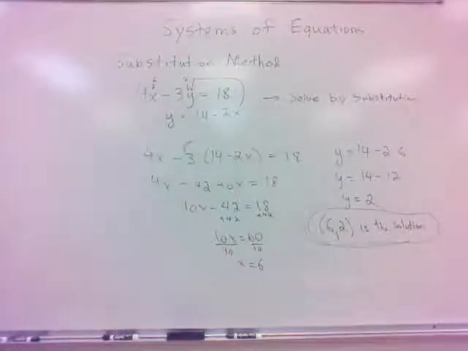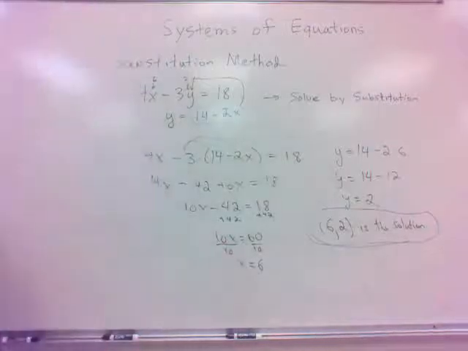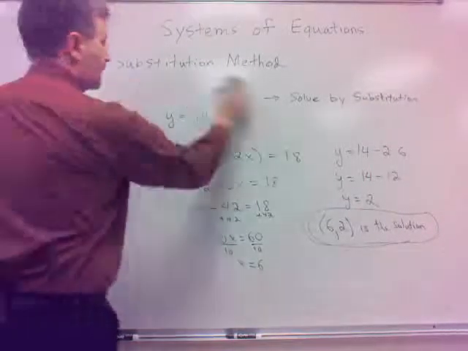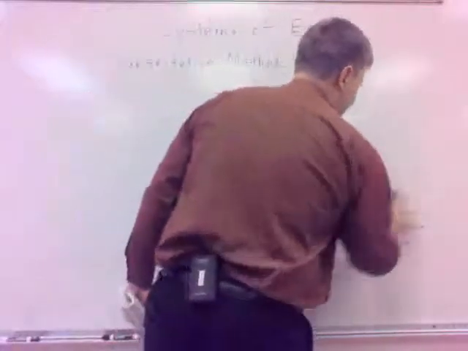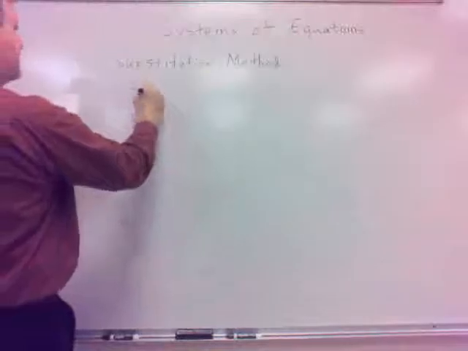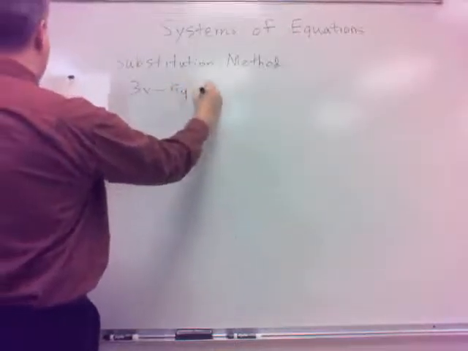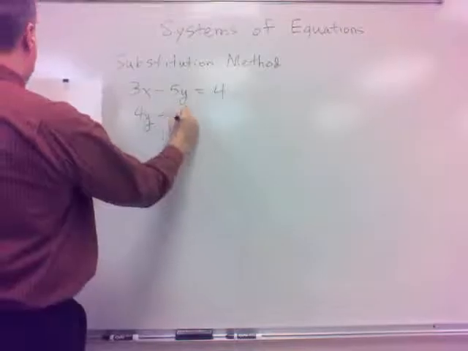All right, so that's the substitution method. Well, let me mention one more on that. Is that okay? Any question or concern? One quick little point on substitution for this one: 3x minus 5y equals 4, and 4y minus x equals 1.